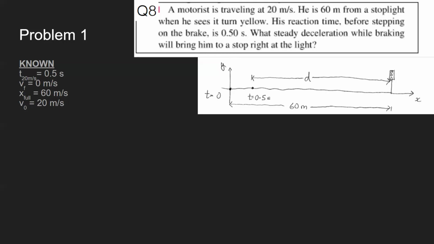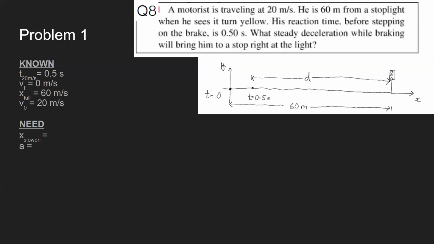And so the final velocity at the very end of this is going to be zero, because obviously he's coming to a stop. And the initial is 20 meters per second. The full distance that he's going is 60. That's all we know. That's all that we were told. The things that we need to find: well, we need to find a, acceleration. I really should say a_x, but there's really nothing in the y direction right now. So we need the acceleration that is making him slow down, and we can also call that deceleration.